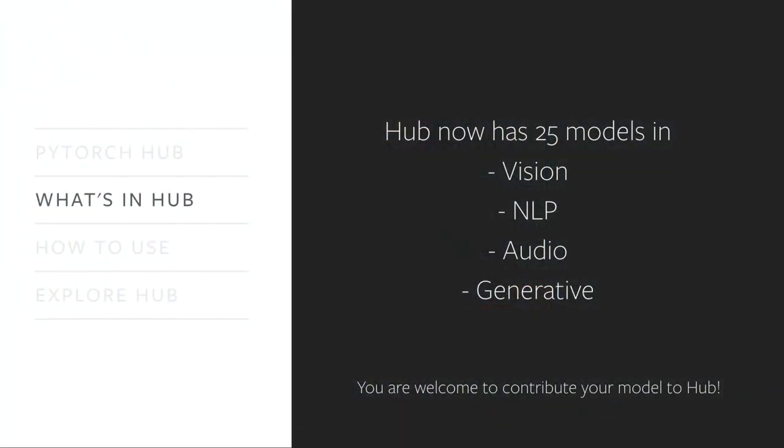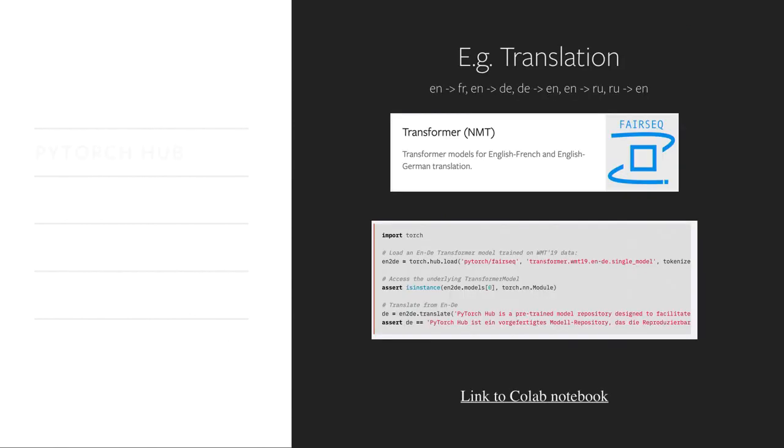Currently, PyTorch Hub has a live web page on pytorch.org. We have more than 25 models in different domains: image segmentation, classification, language, audio, and GANs. So I'm going to go over a few examples here.